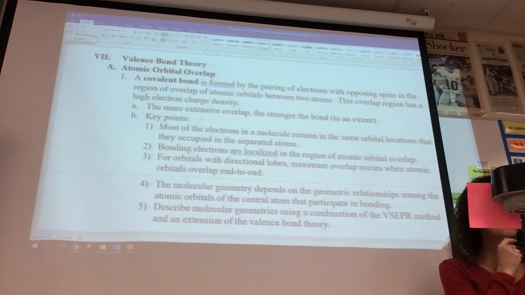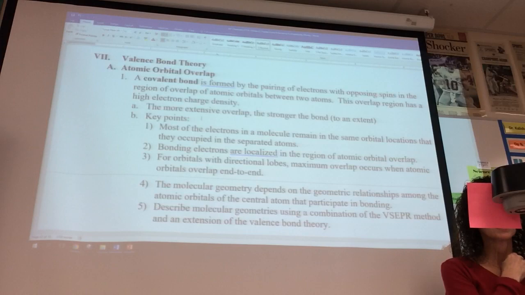Seesaw. T-shaped. What else? Octahedral. Square pyramidal. Trigonal bipyramidal. And square planar. Also be careful with the polarity piece.